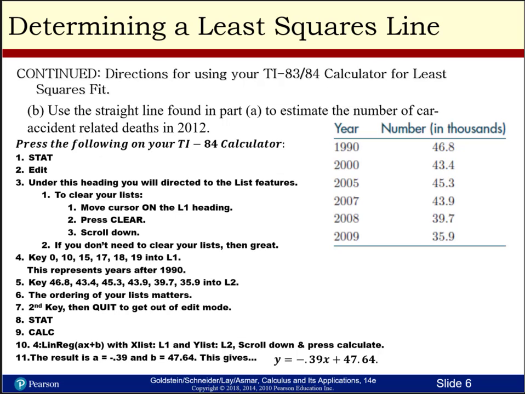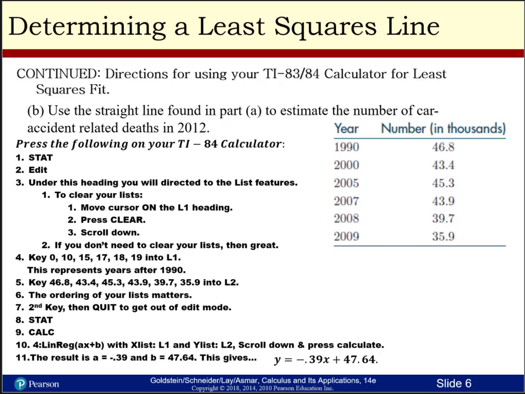So key into L1 the 0, 10, 15, 17, 18, 19. This represents the years after 1990, which makes it easier than keying in 1990 and 2000 and whatever. Next, into L2, if you have to clear it, clear it. If not, just key in 46.8, 43.4, 45.3, 43.9, 39.7, 35.9. Make sure that your data points match up beside each other because the ordering of your list matters.